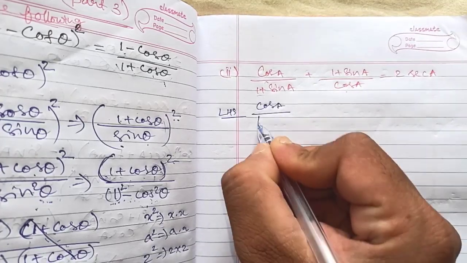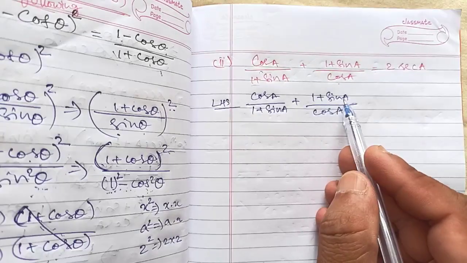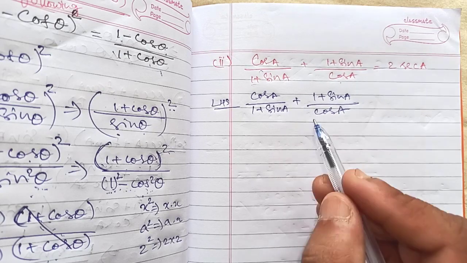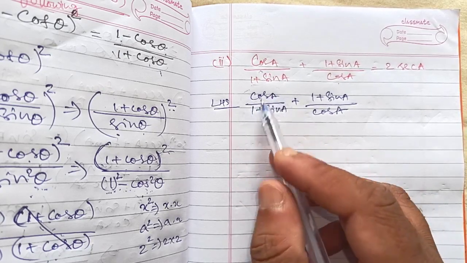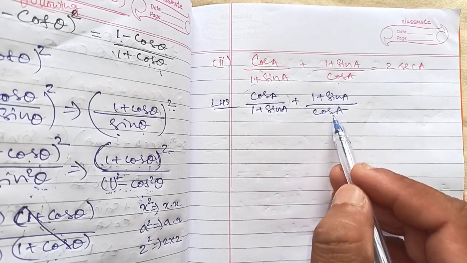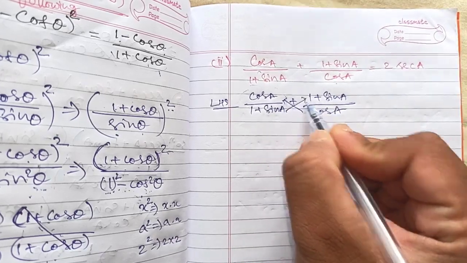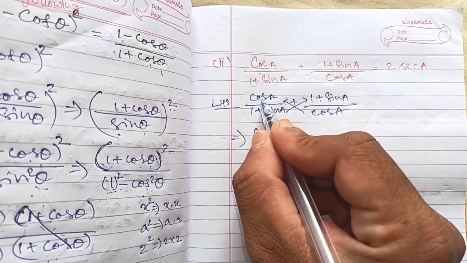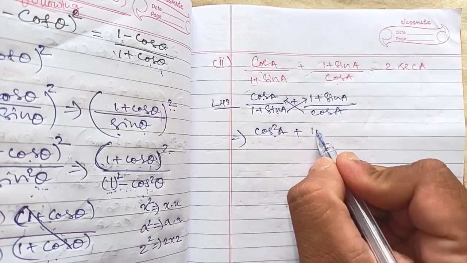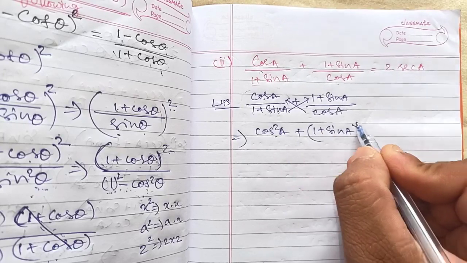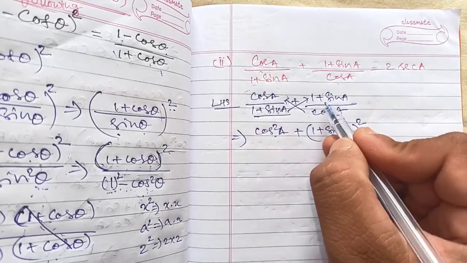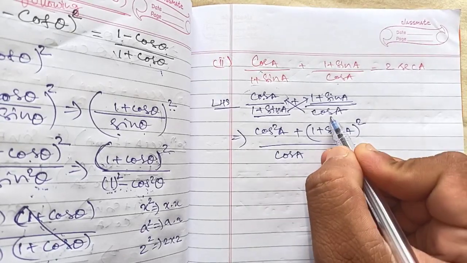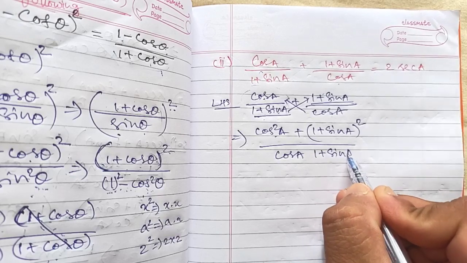Okay, so I am writing the question: cos A by 1 plus sin A plus 1 plus sin A by cos A. What I said, whenever you are getting numerator and denominator, you rationalize it, but whenever only one term is given, okay, but here two terms are given, you cross multiply it. So cos A into cos A, cos square A, plus 1 plus sin A into 1 plus sin A, both the terms are same, so we will get whole square. Okay, 1 plus sin A into 1 plus sin A is 1 plus sin A whole square. In the denominator we will get this into this, that is cos A into 1 plus sin A.